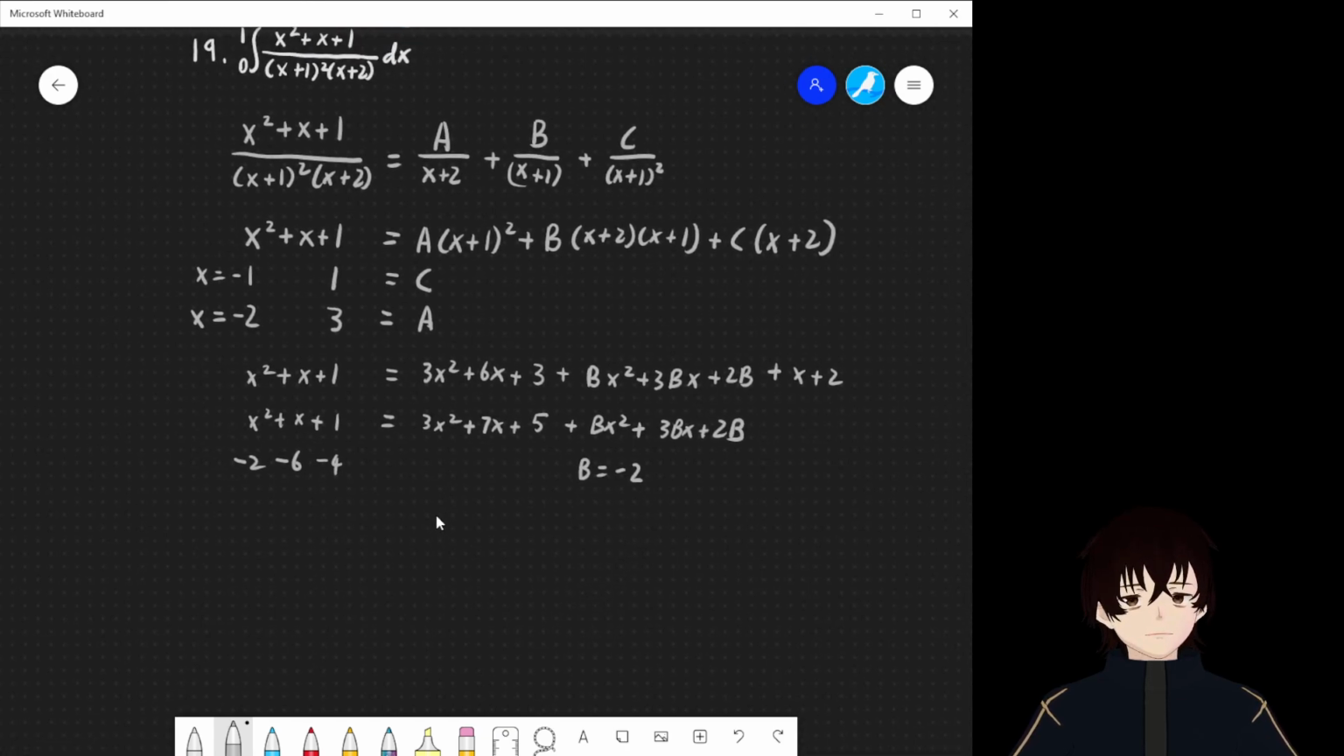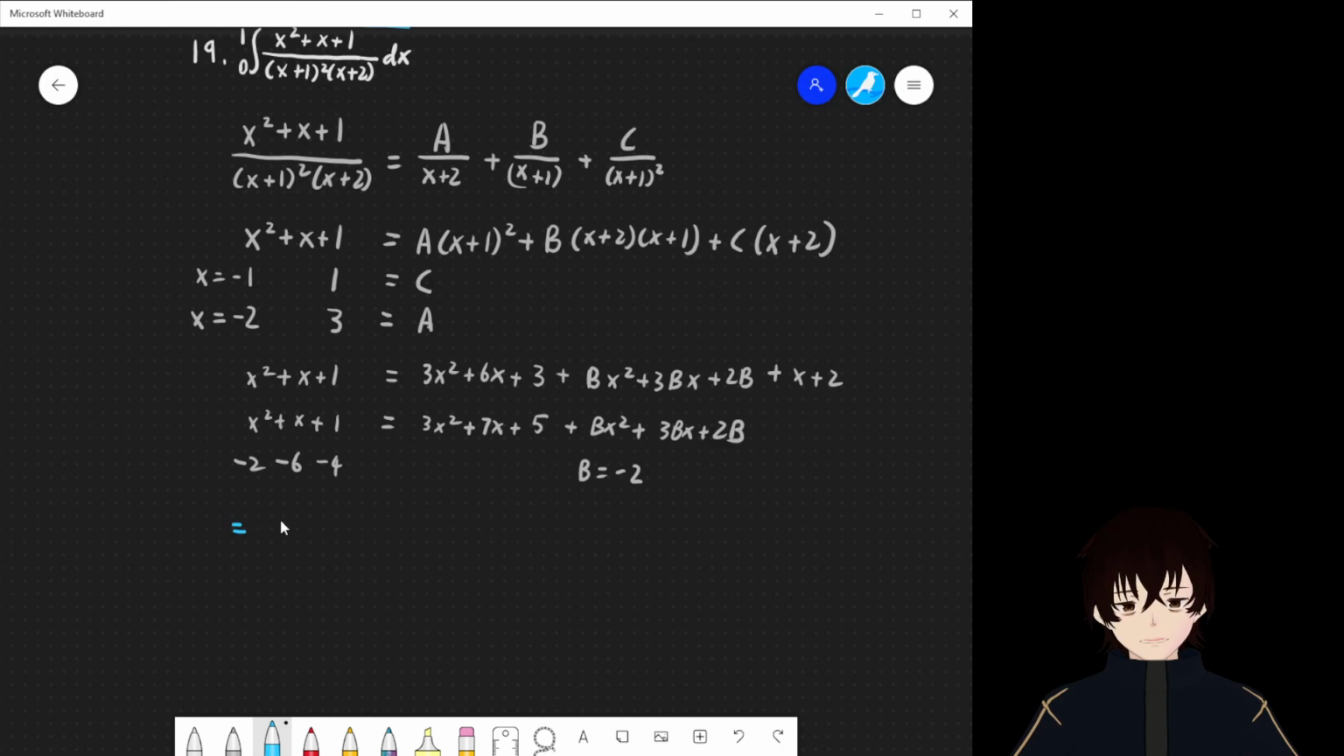We have our numbers now. Now we can rewrite our integral as the integral from 0 to 1 of a is 3 over x plus 2 plus b, or rather minus, because b is -2, we got 2 over x plus 1, then plus c is 1 over (x plus 1) squared dx.